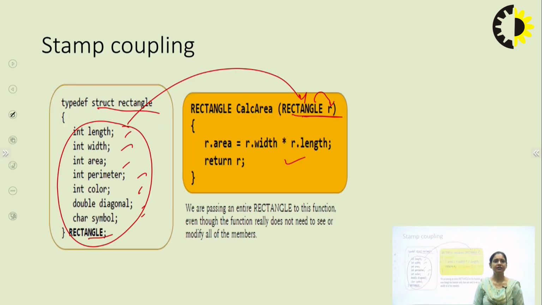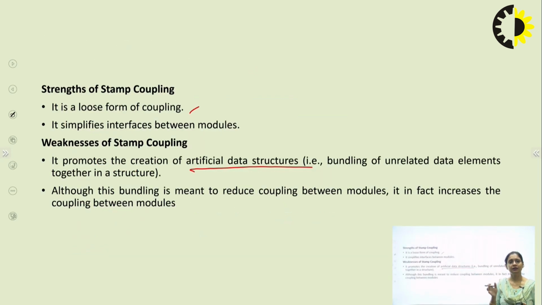But the weakness that it has is it promotes the creation of artificial data structures. Why artificial data structures? If we look into the example over here, we have the rectangle R. This rectangle R has 1, 2, 3, 4, 5, 6, 7 variables being passed over here, but we are just using 2 of them. So the rest 5 are unused in this module, but yes, they are passed. So they would be consuming some memory space. That comes as a weakness because some artificial data structures are being taken up, but they are not in use.